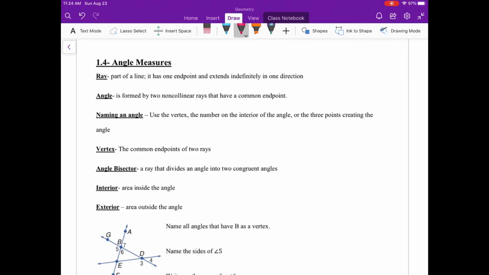Hi everyone, today we're going to be going over section 1.4 and it's going to be talking about angle measures. So we have quite a bit of vocab to go over first.